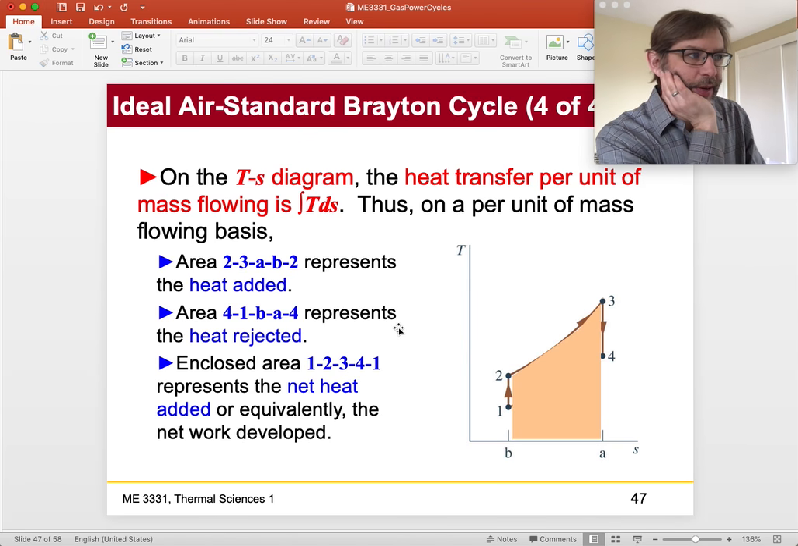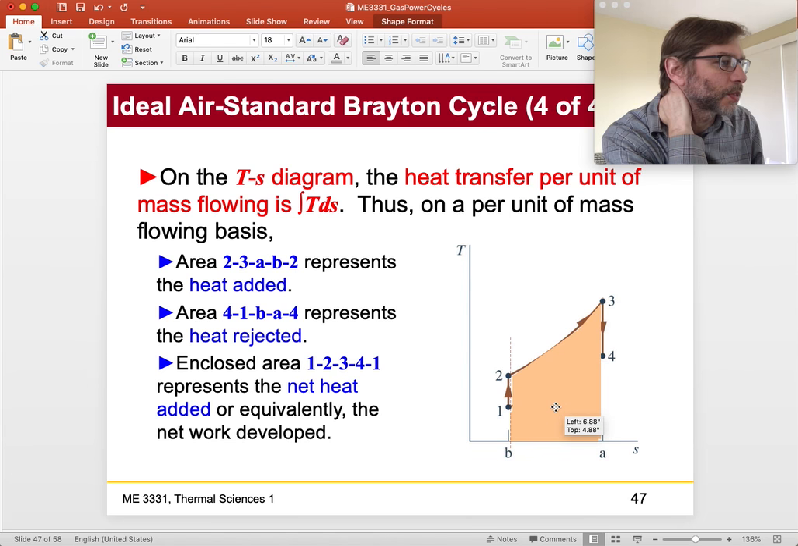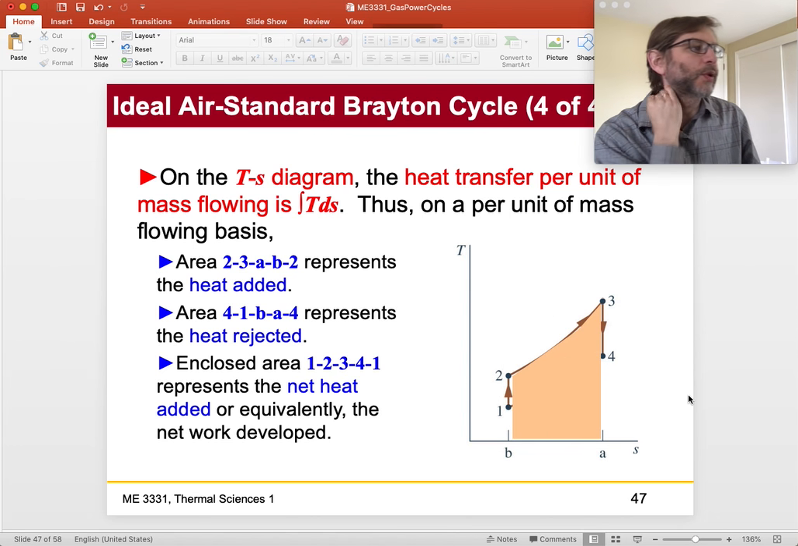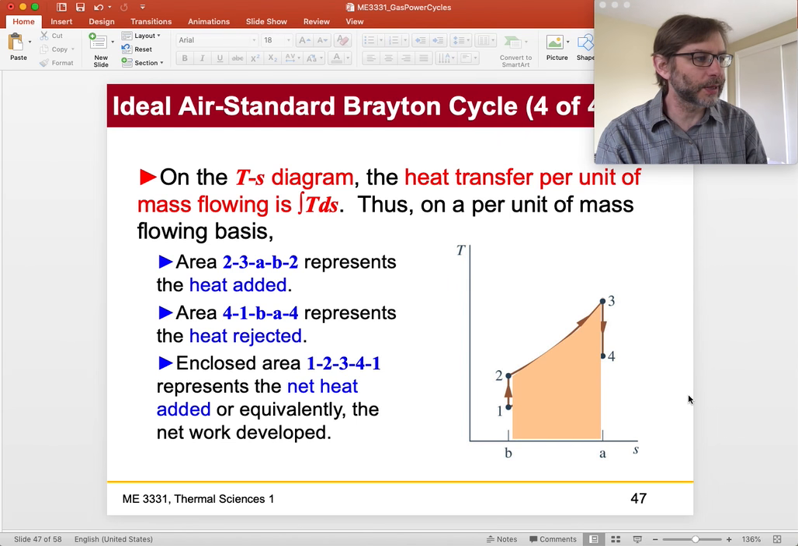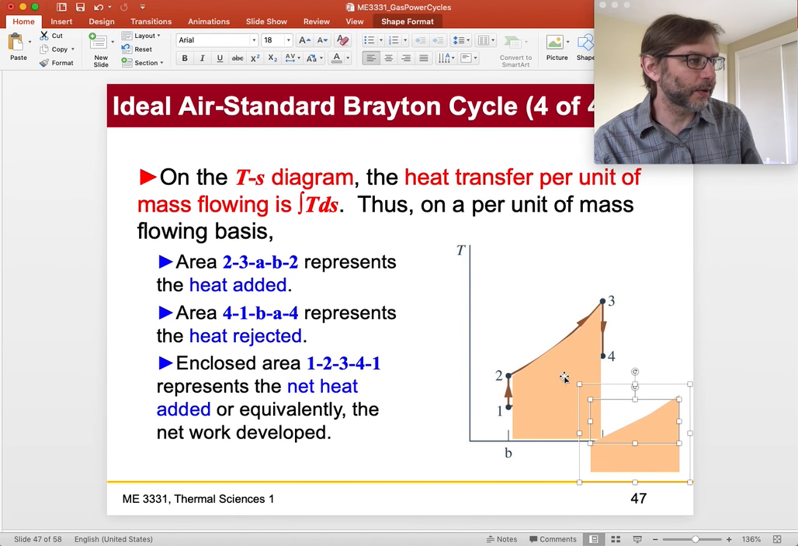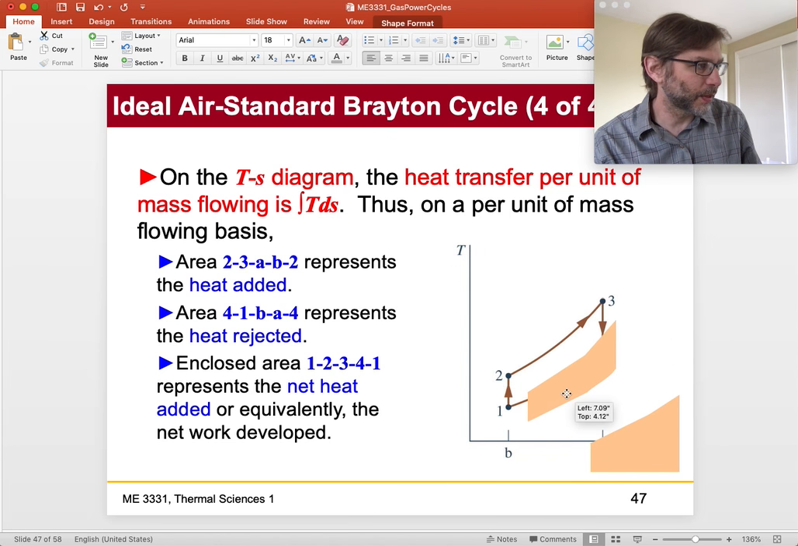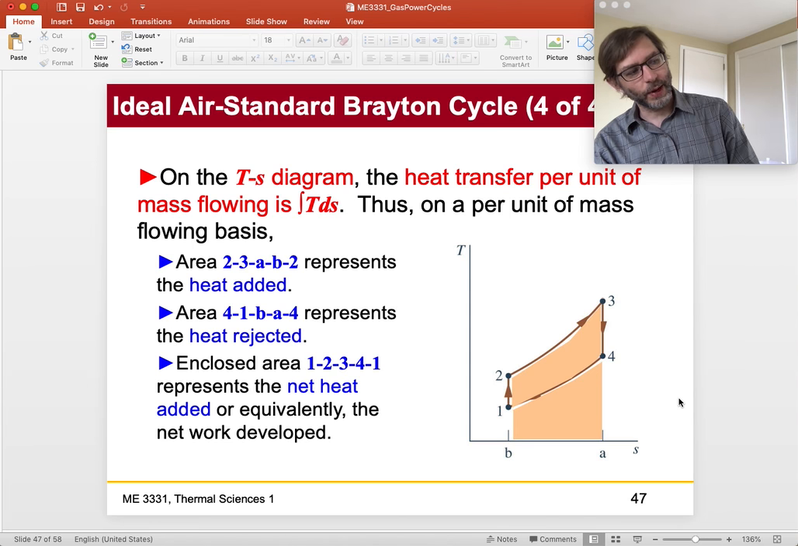Okay, on the TS diagram, the heat transfer per unit mass is T dS, so the heat transfer is this thing right here, which is a little funky, but you get the idea. It's the area under the curve. So the overall Q in is the area given by A, B, 2, 3, A. And this area right here is the net heat.